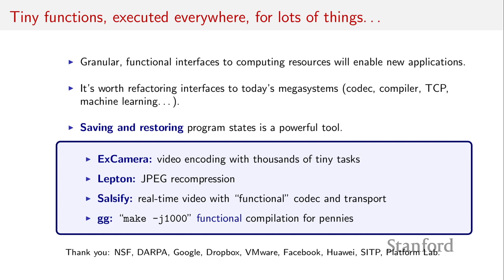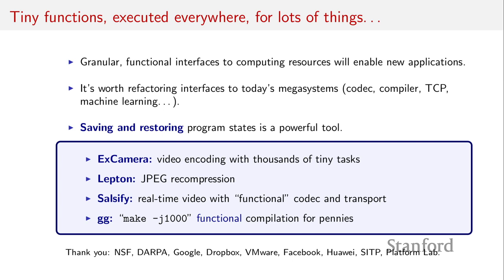It is worth refactoring these interfaces to the codec or the compiler or TCP or machine learning, whatever we're most scared of or is most grody. Some neural network, blow it up, functions. And the ability to save and restore program state turns out to be a very powerful tool. Even if you can't understand what's in the state, just being able to do that is very powerful.